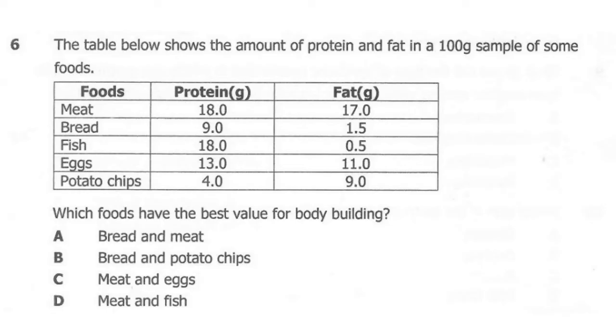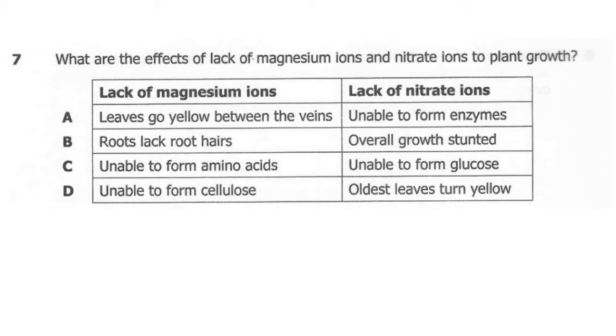The correct answer here is D, meat and fish. Because for bodybuilding, you actually need a lot of protein. So the food which has got more proteins is meat. We have 18.0, and the fish 18.0 grams as well. So that's why meat and fish will be the best value for bodybuilding. Excellent work, chat. We move on to the next question.